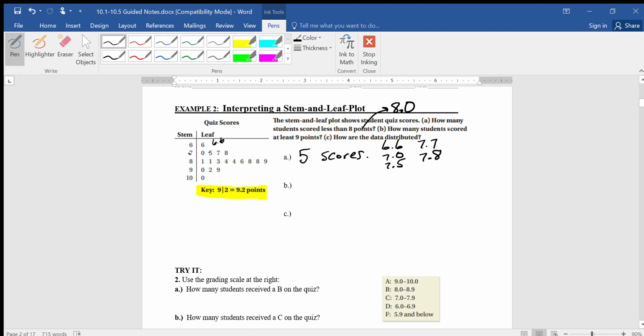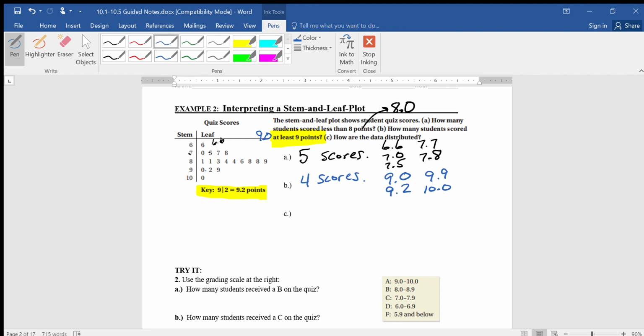How many students scored at least 9 points? At least, that reminds me of inequalities. So it has to be 9.0 or greater. So let's look at 9. So we have 9.0, 9.2, 9.9, and then 10.0. So those are 4 scores. Anyways, 9.0, 9.2, 9.9, and 10.0. So those are the 4 scores that are greater or at least 9 points.